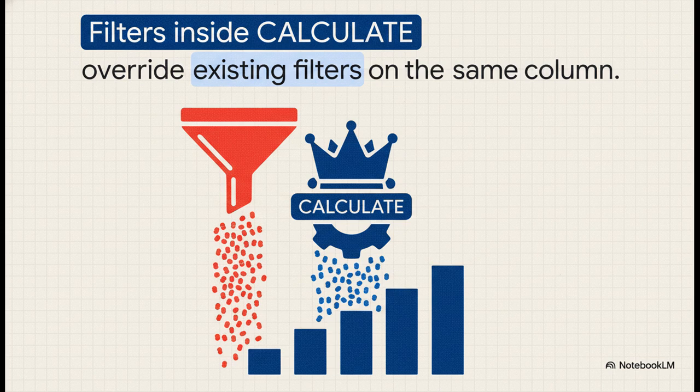And notice how this builds right into an incredibly common exam trap. Filters inside Calculate completely override existing filters on that same column. So for example, if a user clicks a slicer that says red, but your Calculate function explicitly calls for blue, the function wins. It overrides the slicer. The result will firmly remain blue sales, totally ignoring the user's red selection.